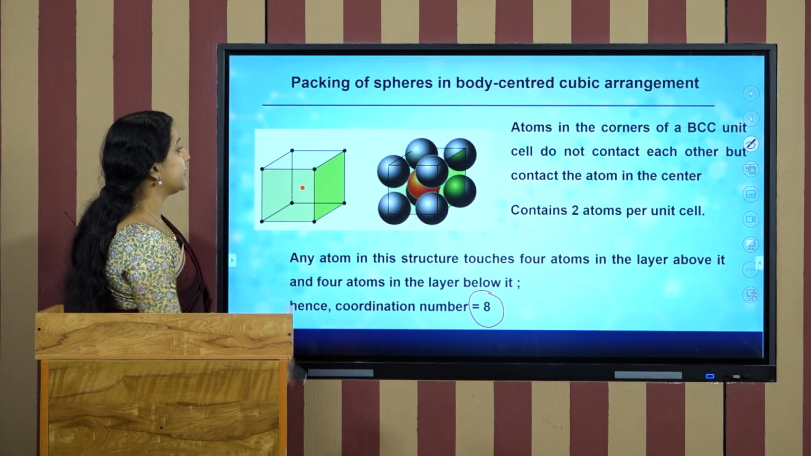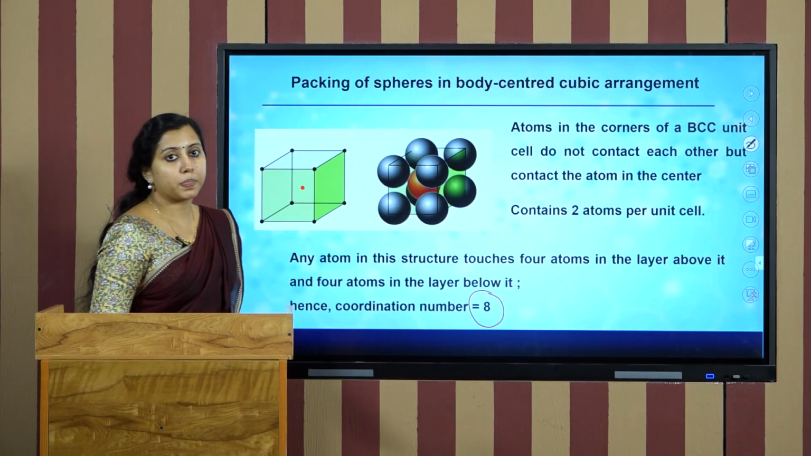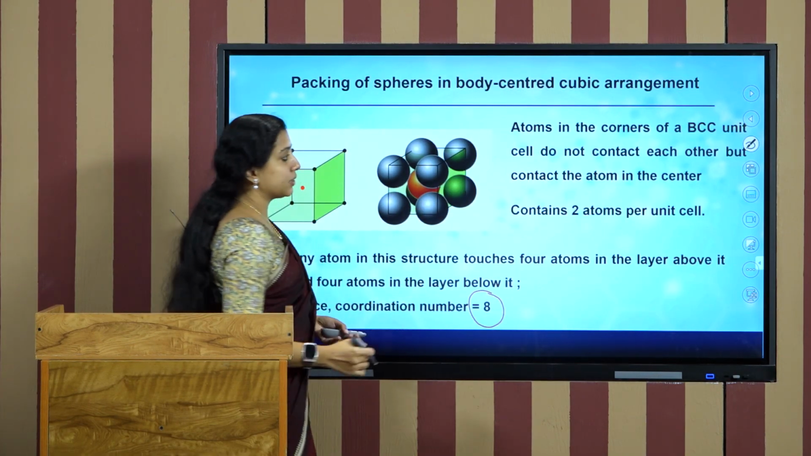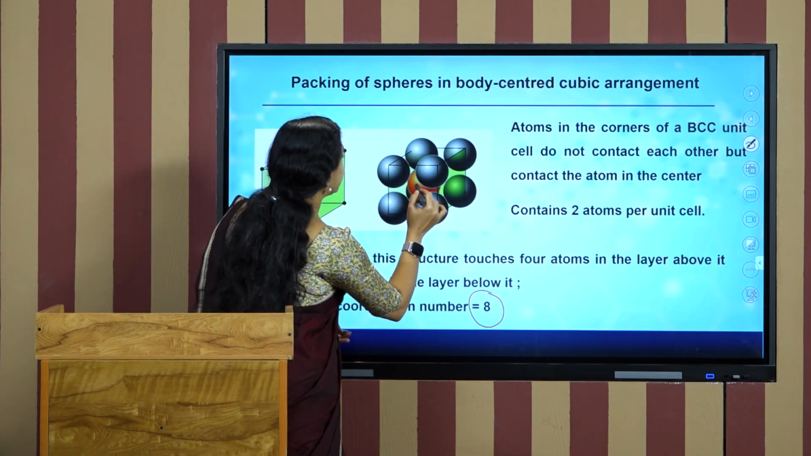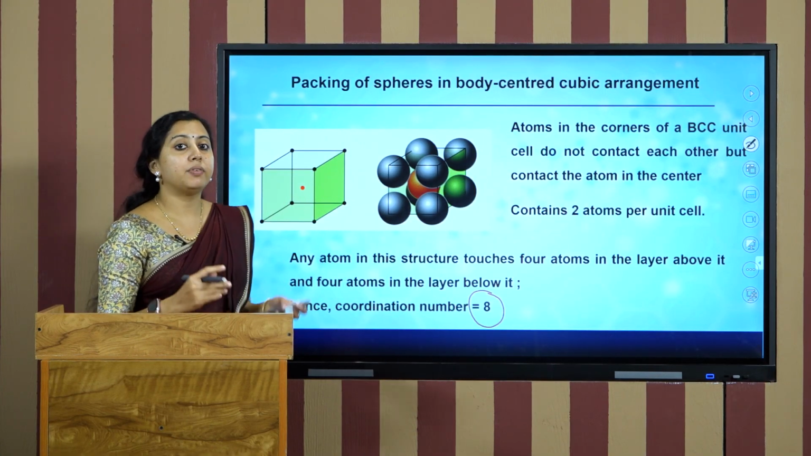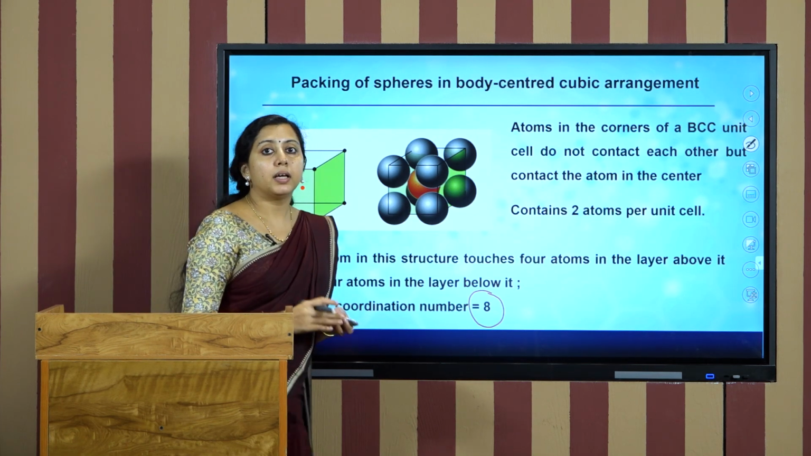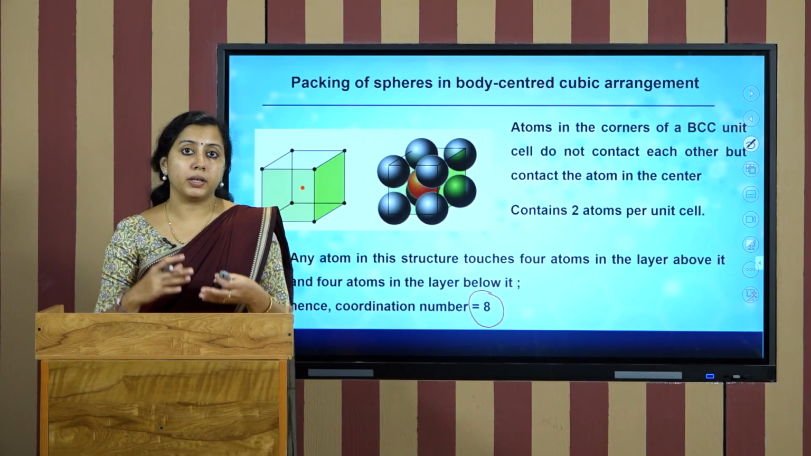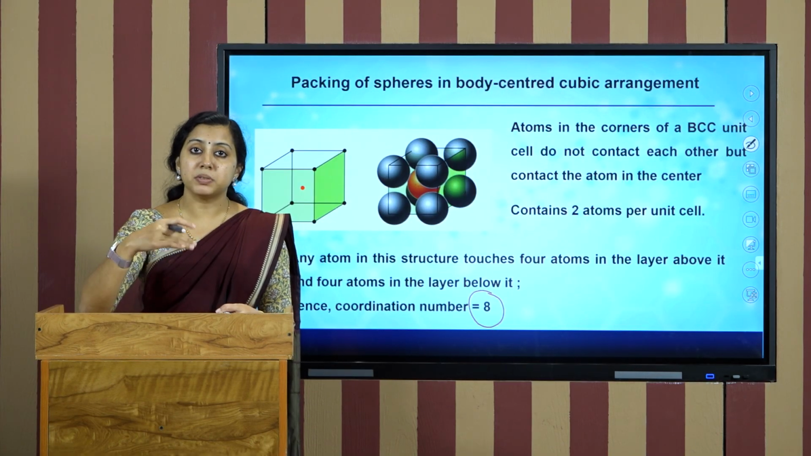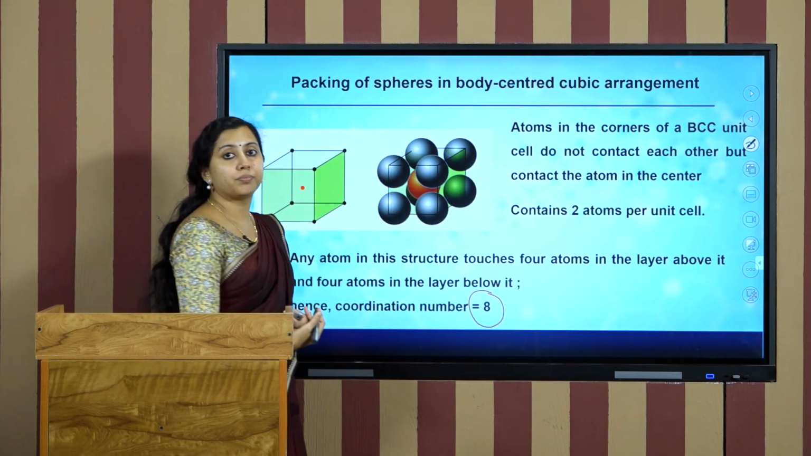So, in a BCC lattice, the atoms are present at the corners and at the center. However, the atoms situated at the corners do not touch each other, but they can touch the atom in the center. Now, what about the coordination number? If we consider a multi-layered lattice, any atom in the center will be in close contact with 4 atoms above the layer and 4 atoms below the layer. So, in total the coordination number will be 8.